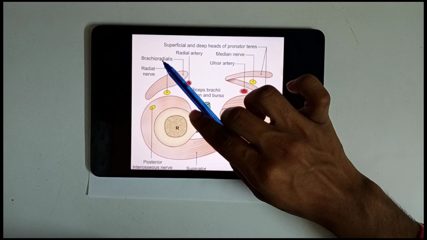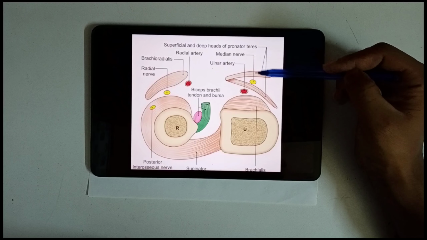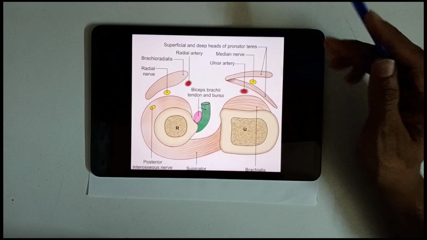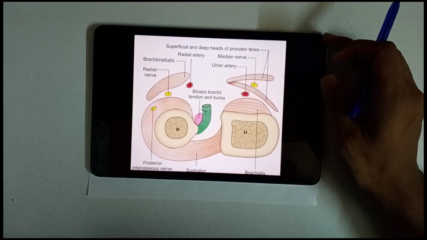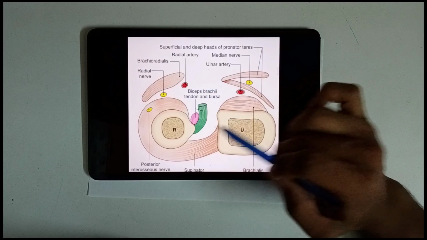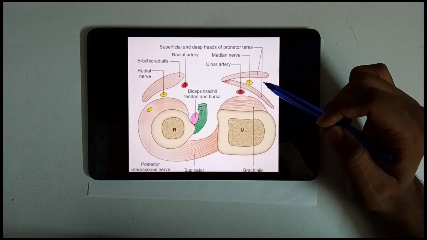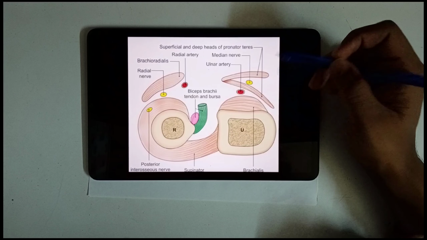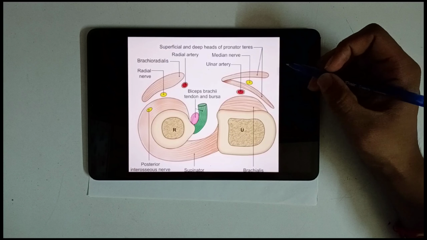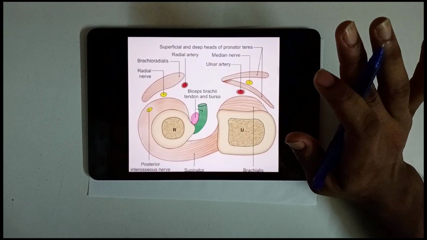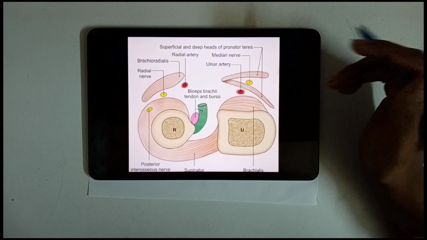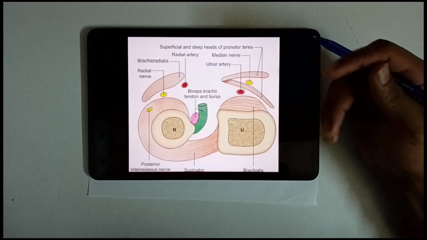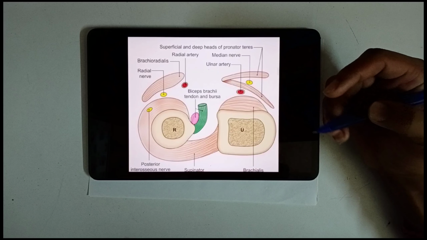Radial nerve is under cover of brachioradialis, and median nerve is under cover of superficial head of pronator teres. So here there is nothing to learn. You can simply draw the diagram, practice it once or twice, and while seeing your diagram, you can write it down. There is nothing new in the theory of anatomy. In the theory of this topic, what we see, we actually write it.